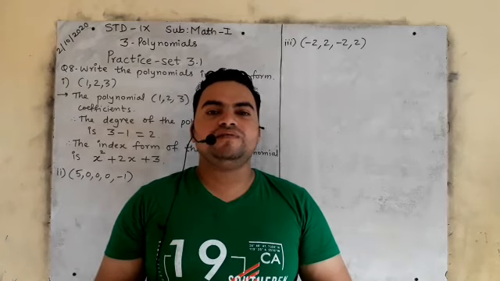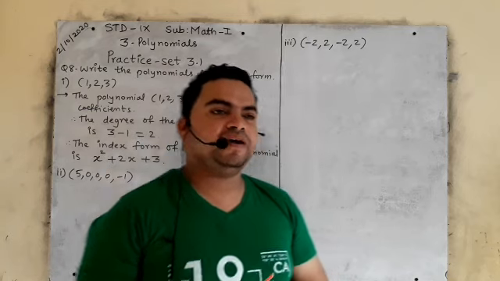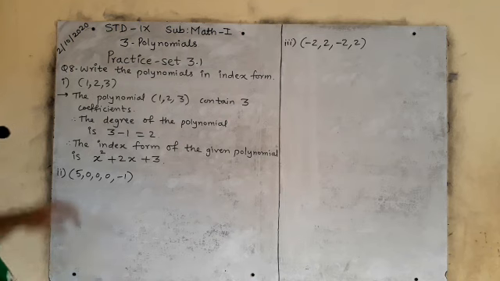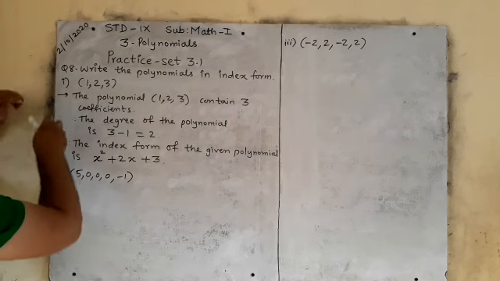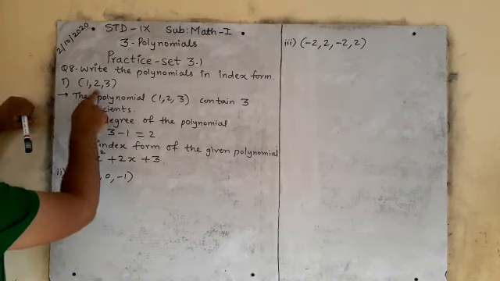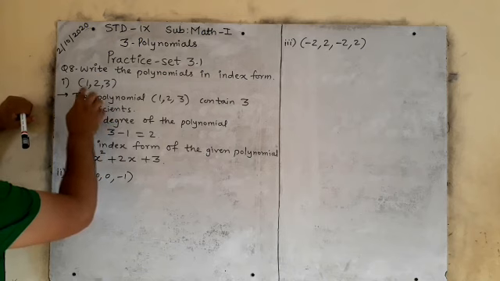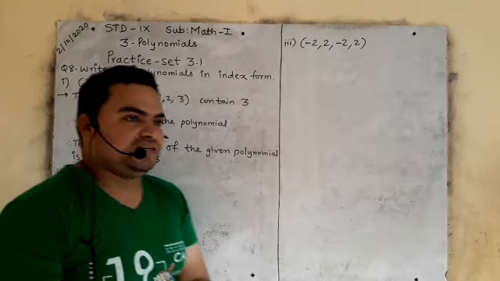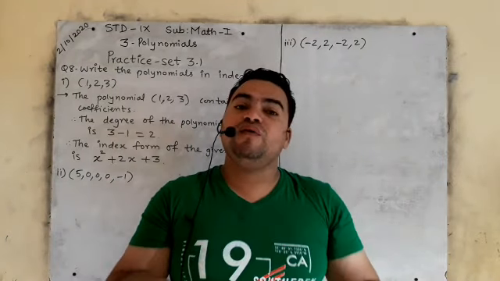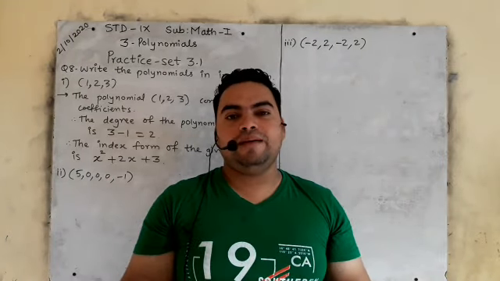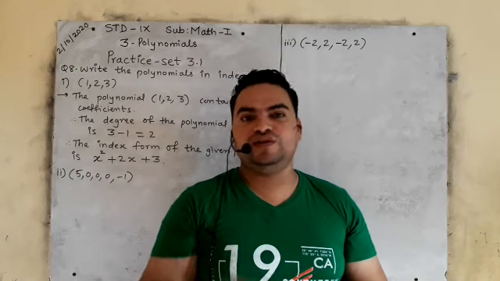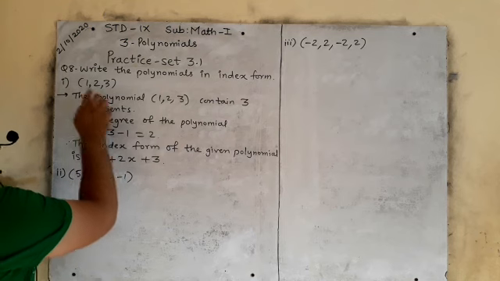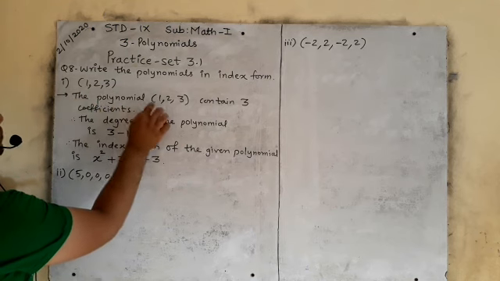So dear students, now we will see question number 8. Please pay attention. Question number 8: write the polynomials in index form. See, coefficients are given to you: 1, after that 2, and after that 3. It means only the numbers are given to you and you can use any variable with it. You can use any variable, x, y or m or n or a, any variable you will use, okay. But how? See, first you will write the polynomial, whatever is given in the question, the polynomial 1, 2, 3.